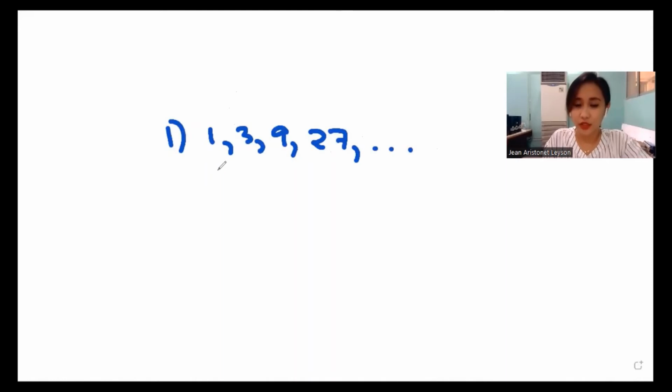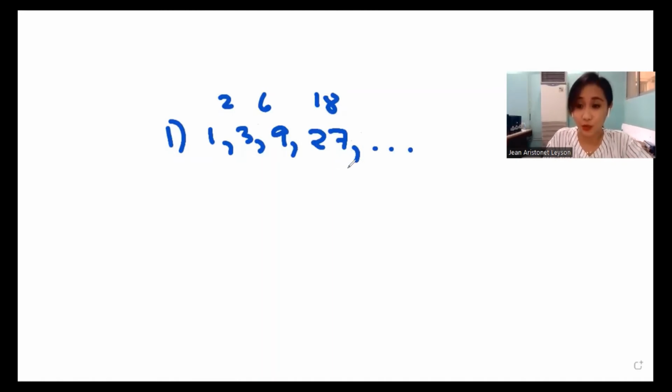As you can see here, we know that this is not an arithmetic sequence because if we subtract the first two terms, the difference is 2. For the second and the third term, the difference is 6. And for the third and the fourth term, the difference is 18. So therefore, there is no common difference in these set of numbers. If this is not an arithmetic sequence, so probably this is a geometric sequence.